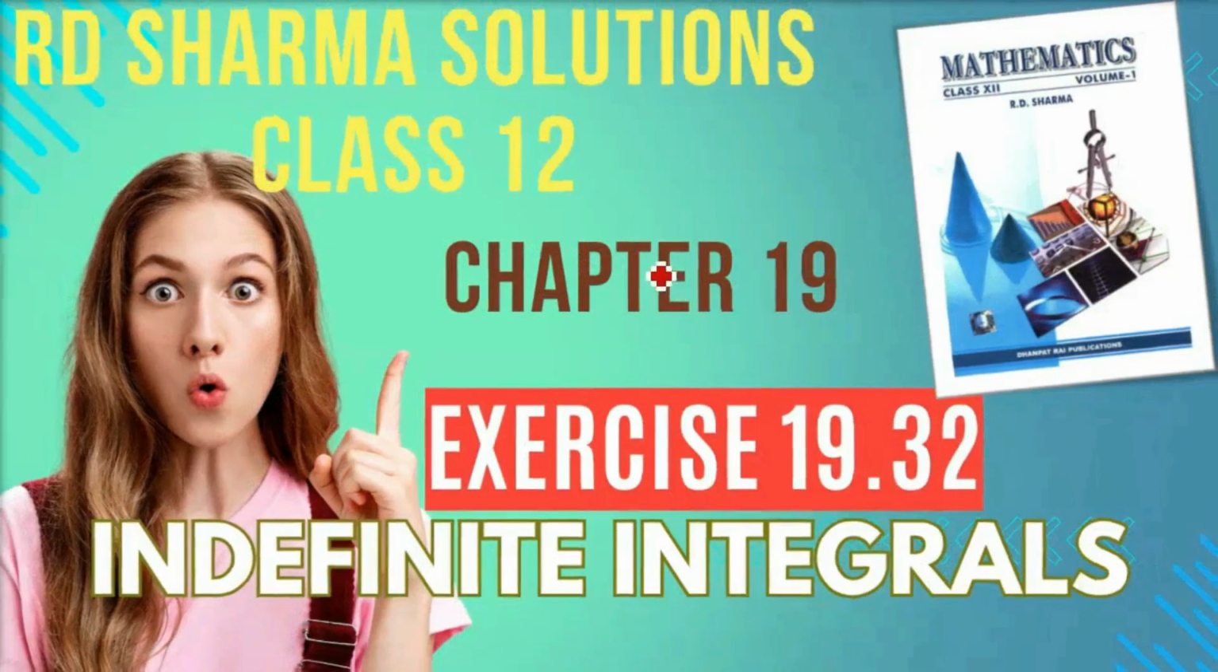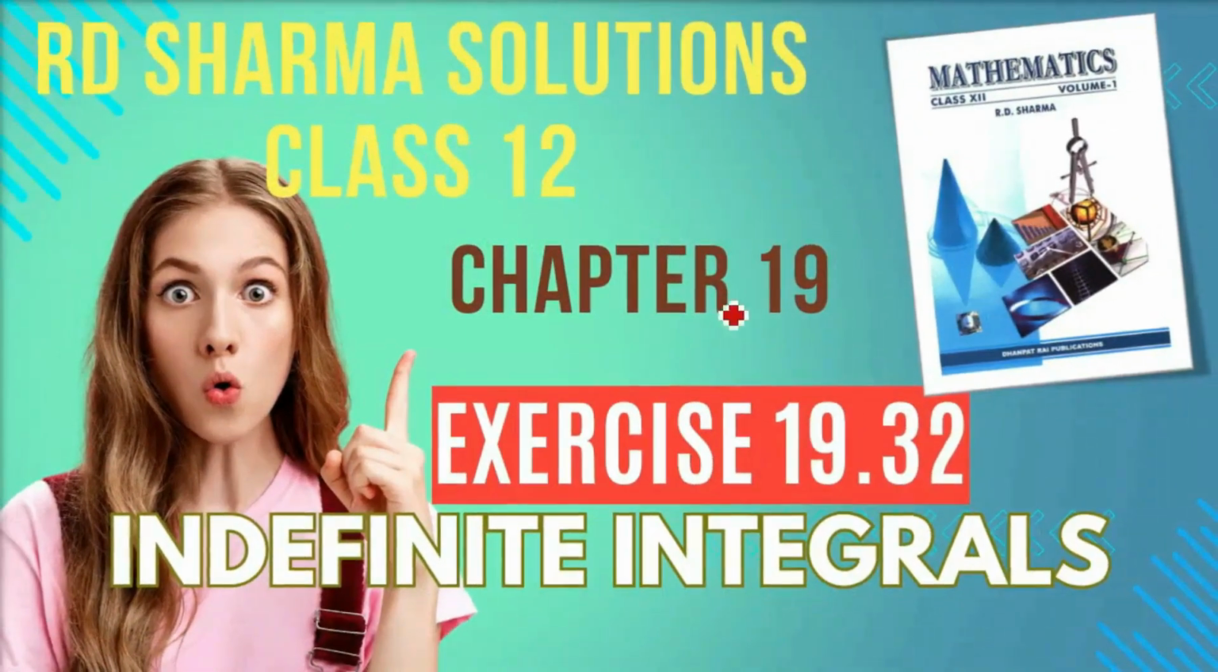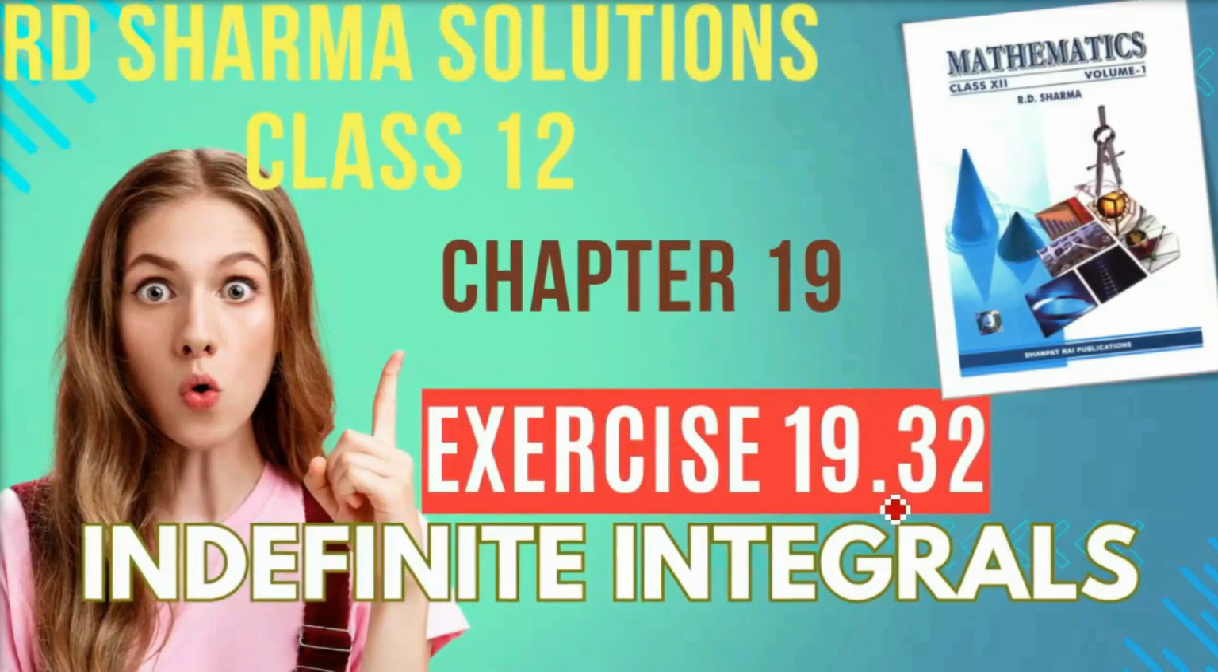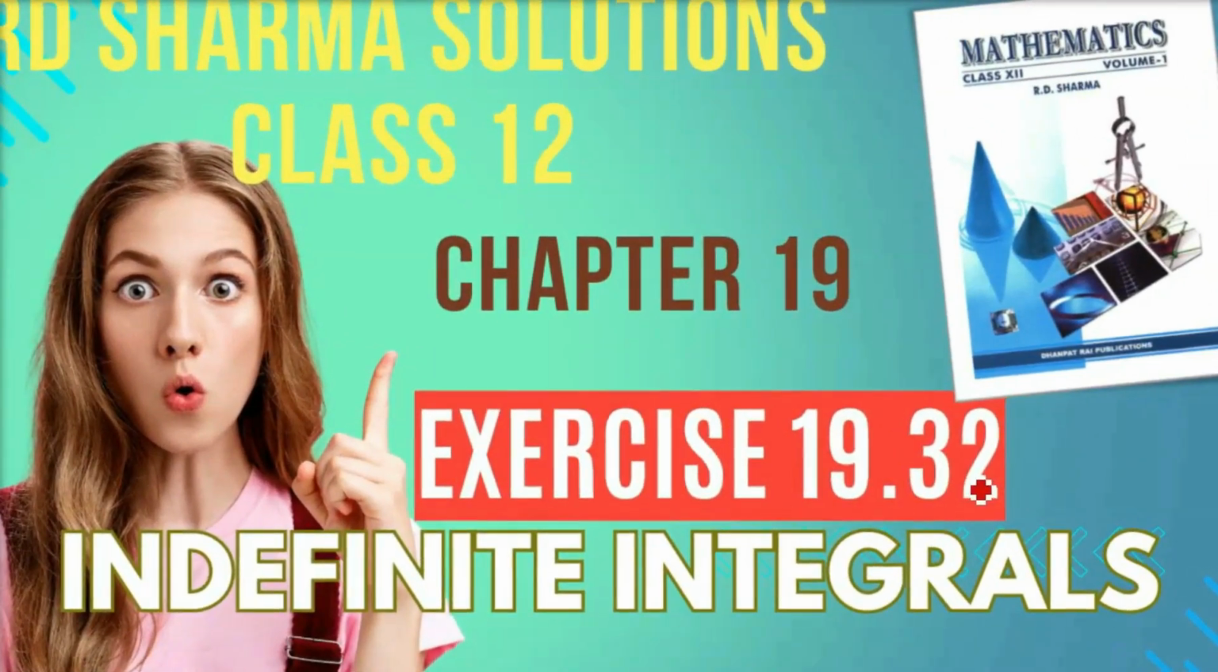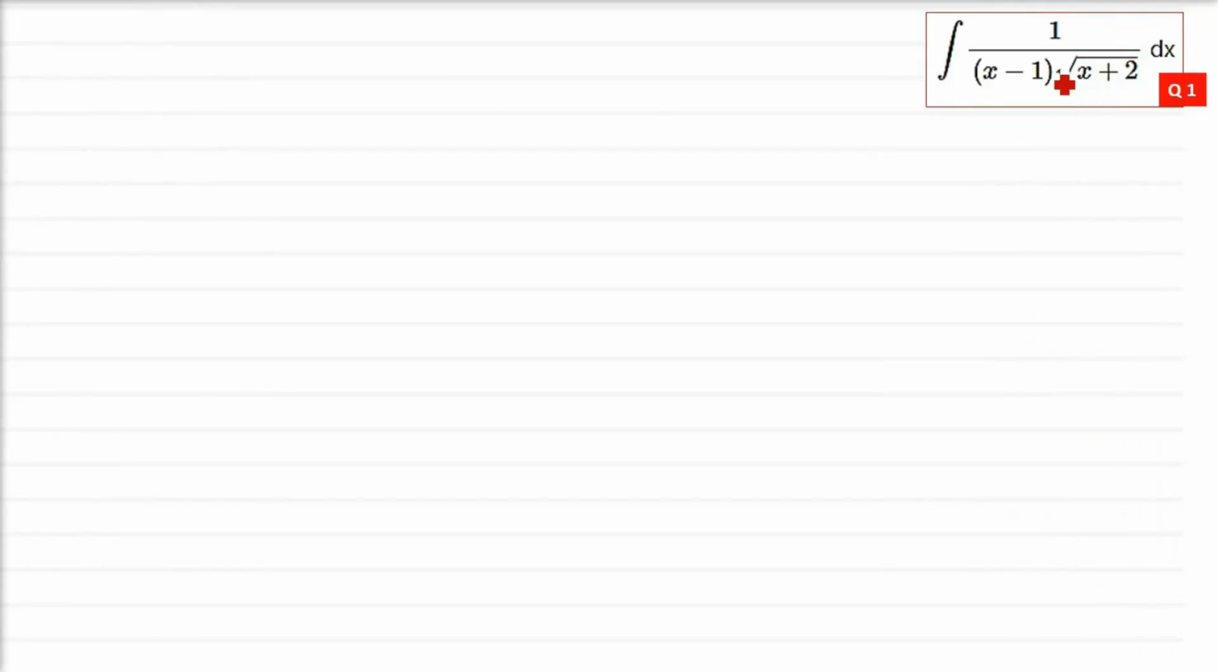This is R.D. Sharma solution. We are taking class 12, chapter 19, exercise 19.32, indefinite integrals. Now in this exercise, the main process or the starting point is to get rid of the root. So when we eliminate the root, then we can simplify the integration.